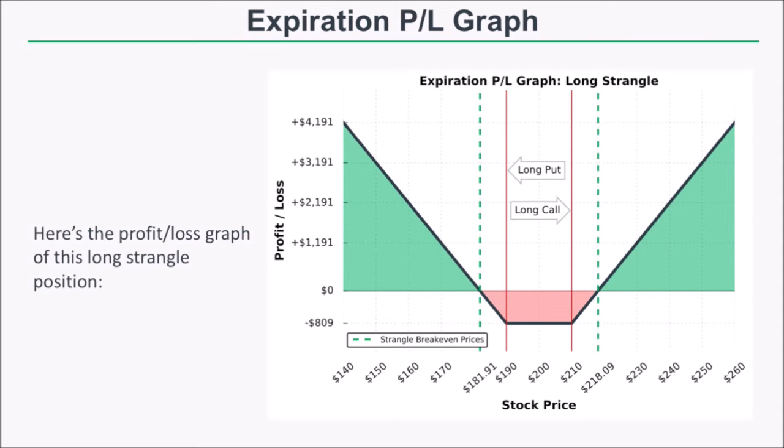Now, as we can see, if the stock price increases significantly or decreases significantly, we have a lot of profit potential. So for example, if the stock price falls to $140, our profit is estimated to be $4,191 per long strangle. On the other hand, if the stock price increases to $260, our profit is going to be the same. It's estimated to be around $4,191.